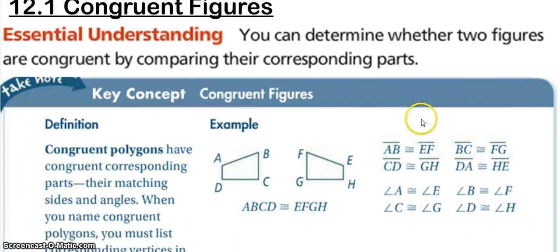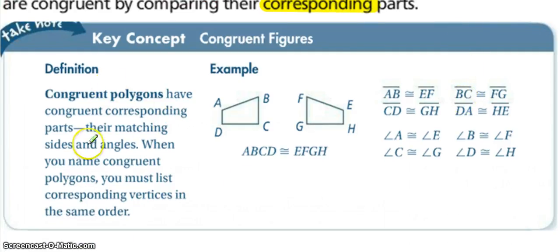So we start by looking at our key concept. Our essential understanding here is we can determine if two figures are congruent by comparing their corresponding parts. That's really important to look at their corresponding parts. We're going to talk about what that is. So let's say that these two polygons are congruent. We have A, B, C, D, and then E, F, G, H. Order is extremely important here.